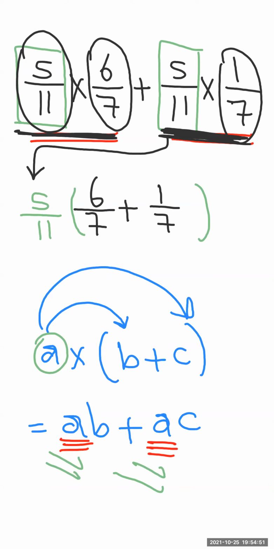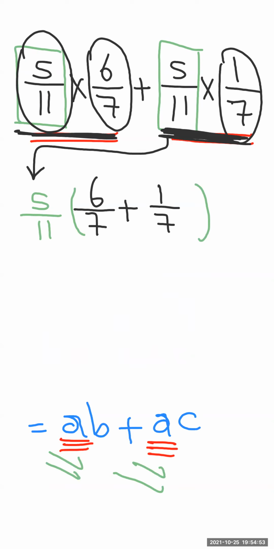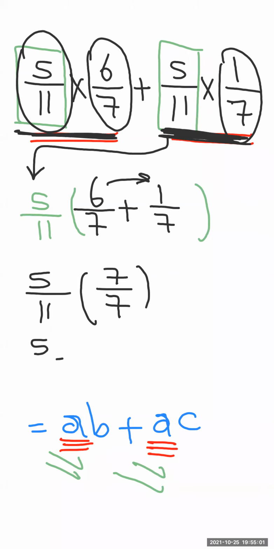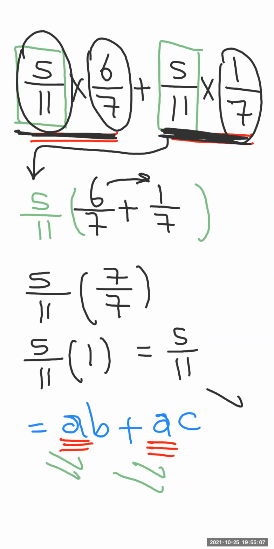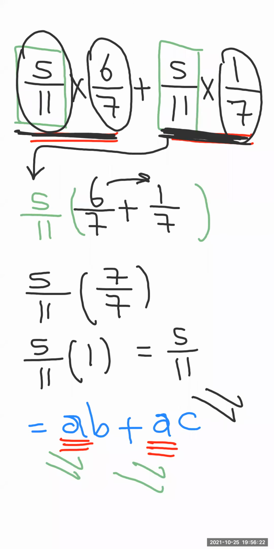Then continue. Now it's 5 over 11 times 6 plus 1, 7 over 7. So 5 over 11 times 7 over 7 means 1. So it will equal 5 over 11. Okay? Okay. The next question.